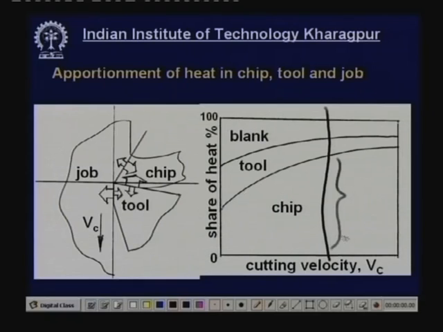It is also important to note that with the increase in cutting velocity, the chip shares the major amount of heat. So, the share of the chip gradually increases with the increase in cutting velocity. That is, when you produce more and more productive or high metal removal rate, the major amount of heat goes along with the chip and a small amount goes into the tool and the rest into the blank. So, this is favorable.